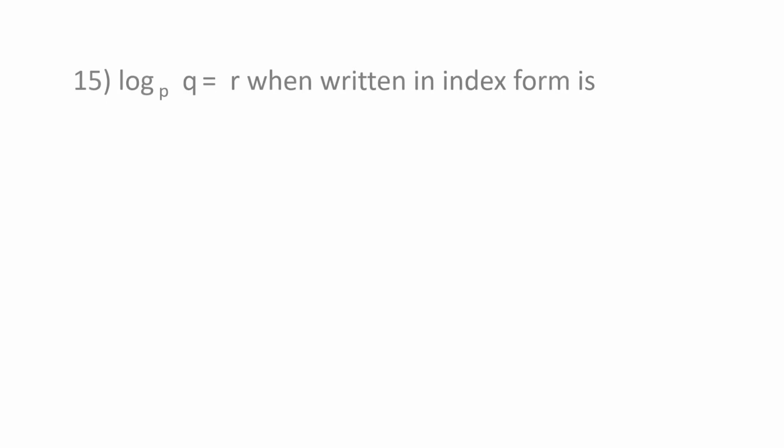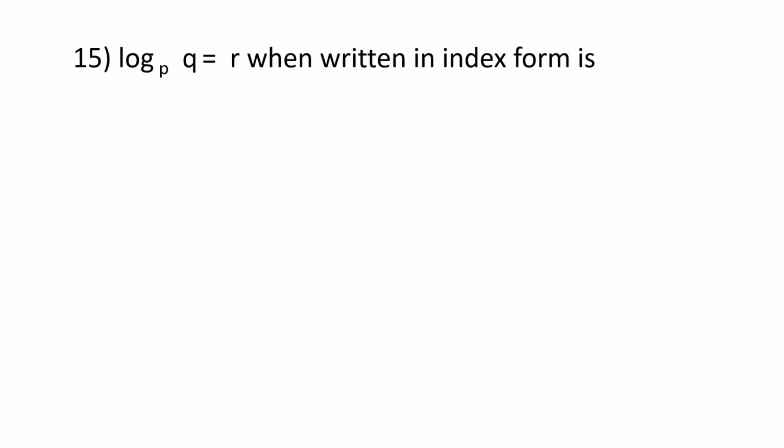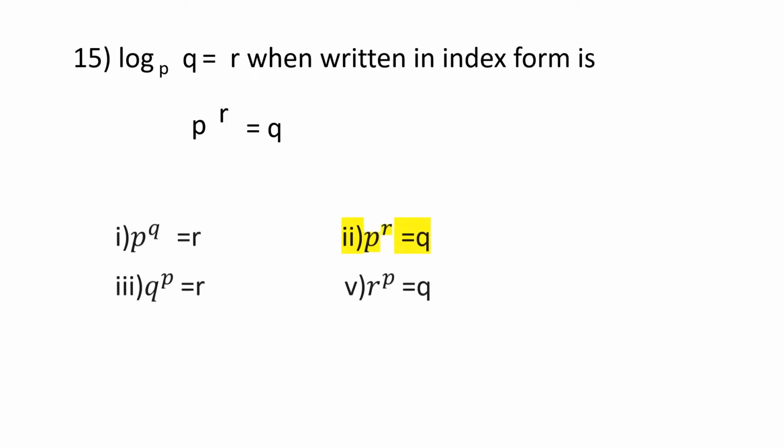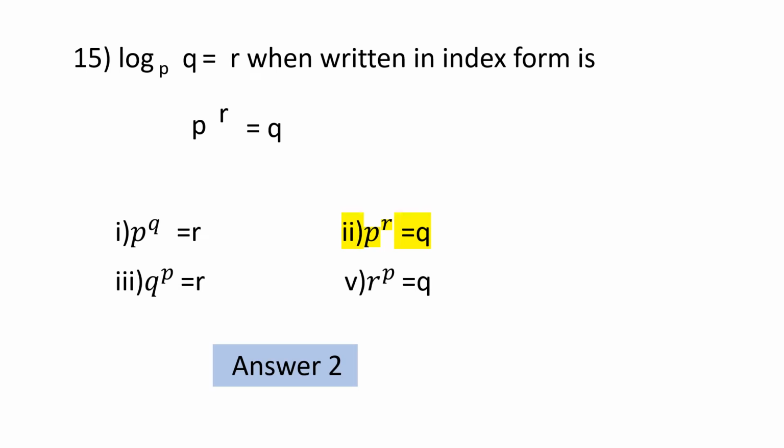Question number 15. Logarithm of Q to the base P is R. Again, you have to write it with index form. Here again you can see the base is P, the index is R, and the value is equal to Q. So you can write P to the power R is equal to Q. From the given answers, the second one is the answer.